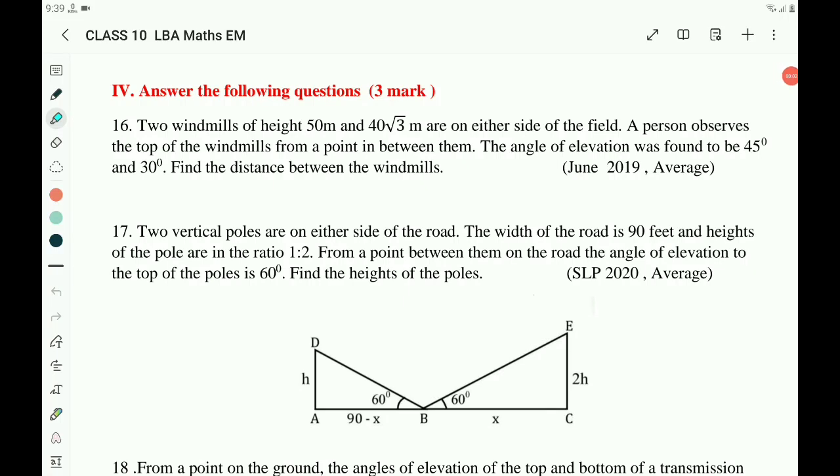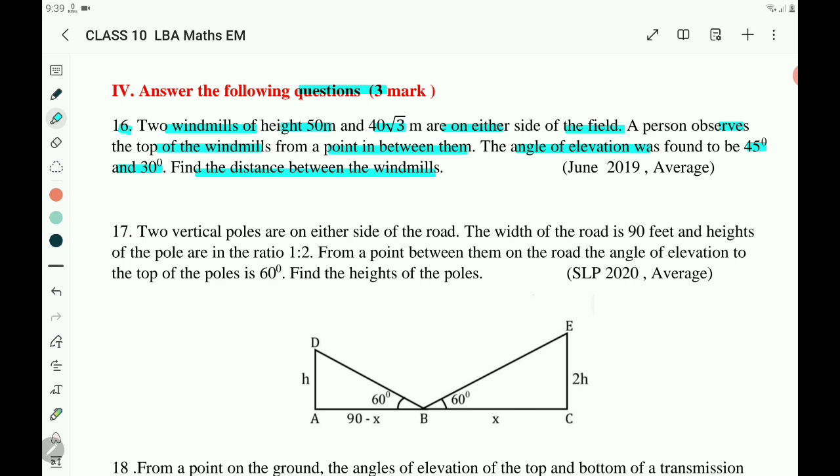Now let us solve the fourth main 3 marks question. Answer the following questions. Each question carries 3 marks. Question number 16. Two windmills of height 50 meter and 40 meter are on either side of the field. A person observes the top of the windmill from a point in between them. The angle of elevation was found to be 45 degree and 30 degree. Find the distance between the windmills.